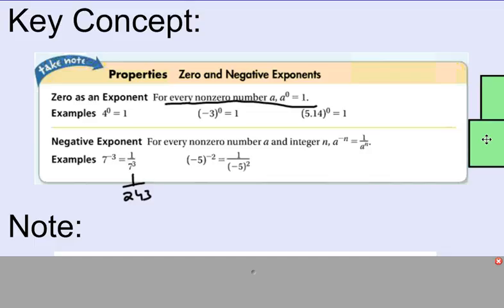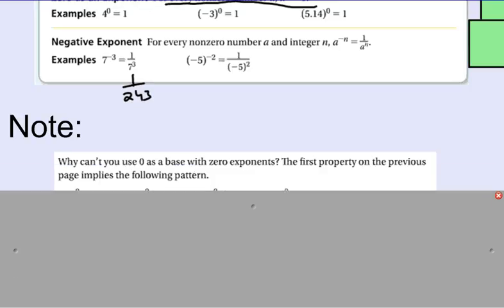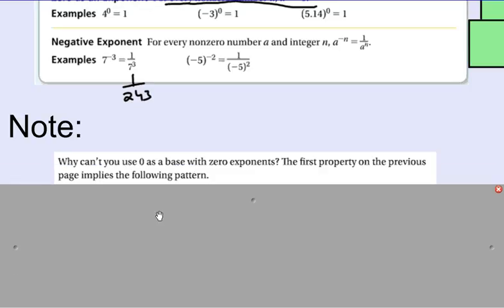So, negative exponents basically mean to change it to the reciprocal, and that would make the exponent a positive. All right, here's something to note. Why can't you use 0 as a base with 0 exponents? So you can't. 0 to the 0 power is not equal to 1.